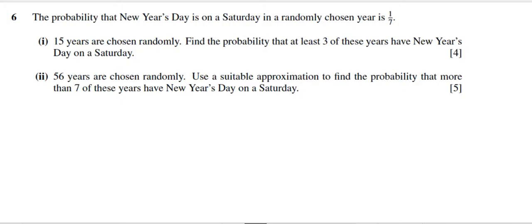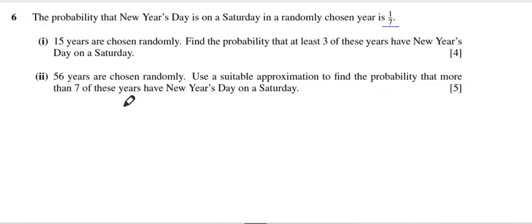The probability that New Year's Day is on a Saturday in a randomly chosen year is 1 over 7. 15 years are chosen randomly. Find the probability that at least 3 of these years have New Year's Day on a Saturday. At least 3, so it could be 3 or 4 or more, all the way out of 15.